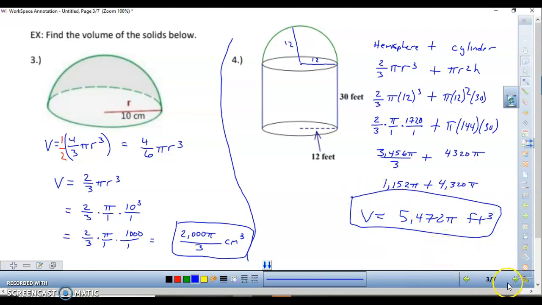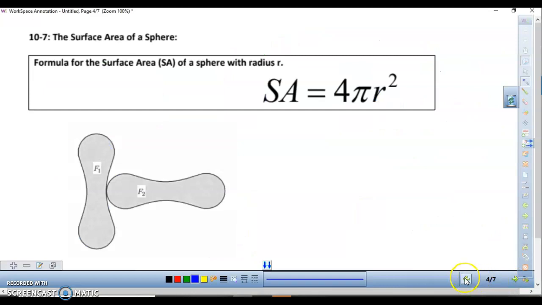All right. So the next thing we're going to do is we're going to go into surface area. All right. So what I'm going to do here, though, is I'm going to stop the video and I'm going to start a new one for surface area. So it'll be part 2 of today's lesson.